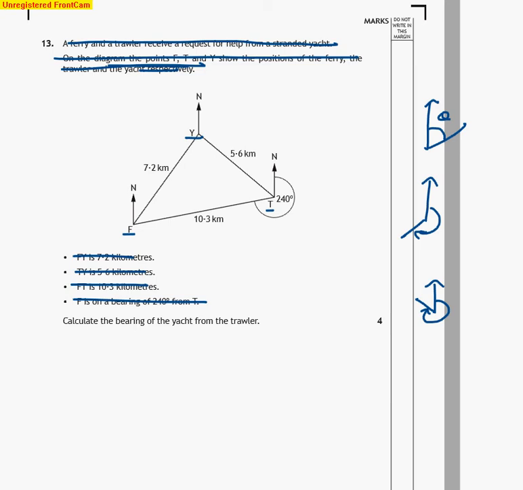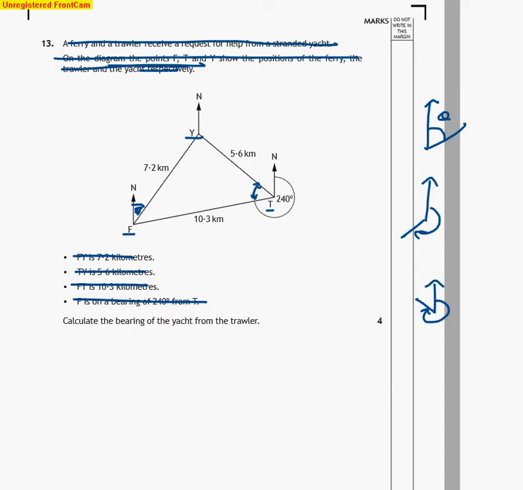Was that the yacht would be at this bearing here from the ferry. So it's from north to the line to where the other thing is. That angle in there would be the bearing from the trawler to the ferry. So we've been asked for the bearing of the yacht from the trawler. It's going to be all the way around here and this little bit in here as well.